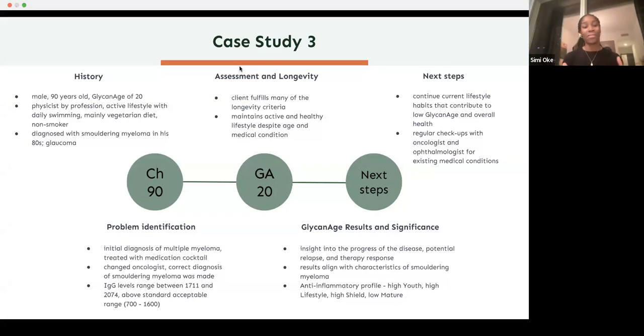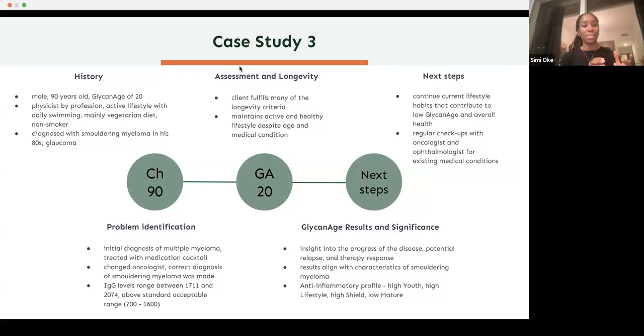However, they were living a very active lifestyle, daily swimming, mainly vegetarian diet, non-smoker. However, even with that lifestyle, having a GlycanAge of 20 when you're 90 is still quite surprising and still quite shocking. And so the problem identified was that this patient actually had an initial diagnosis of multiple myeloma, which was being treated with a medication cocktail.